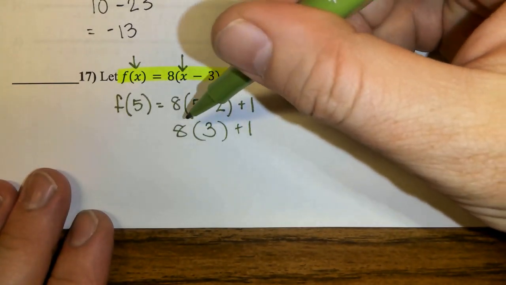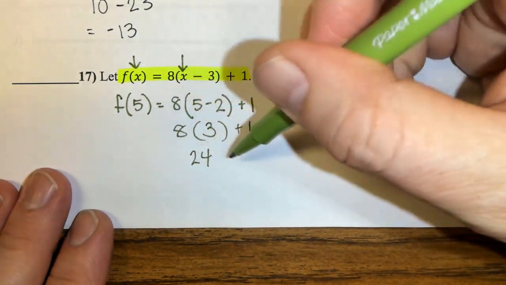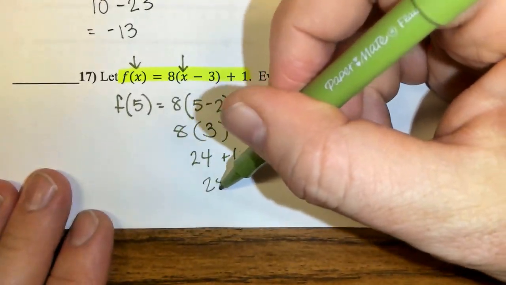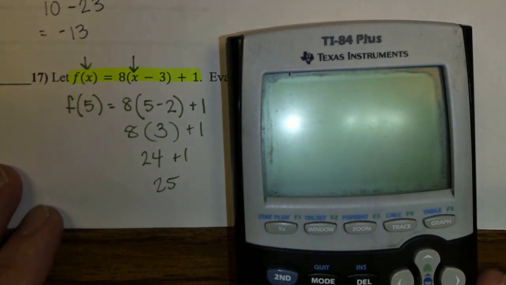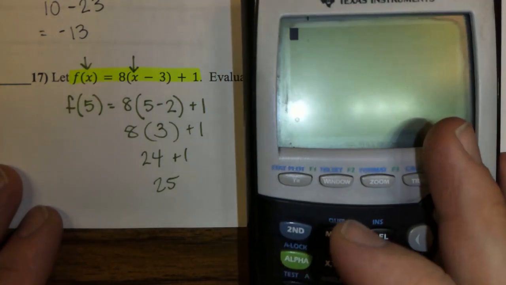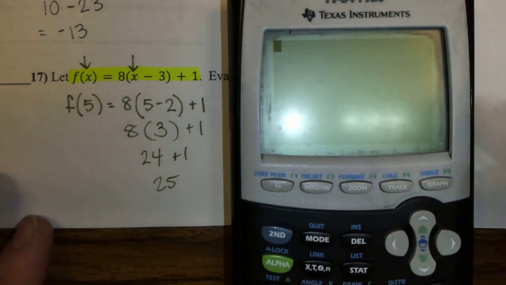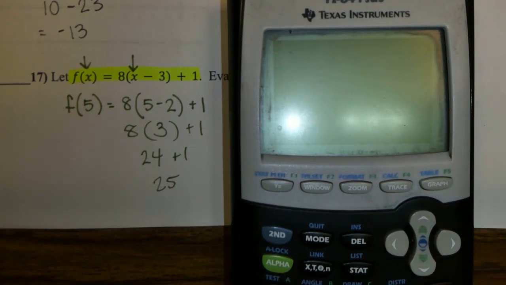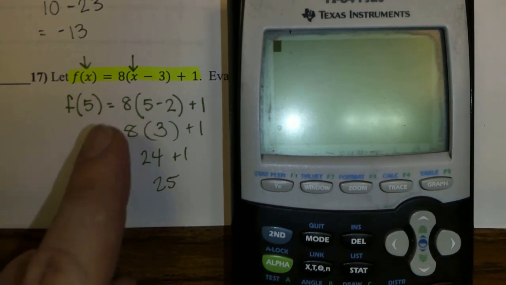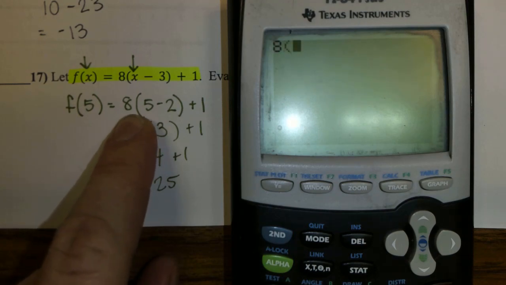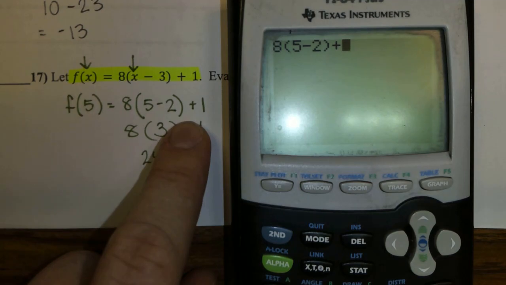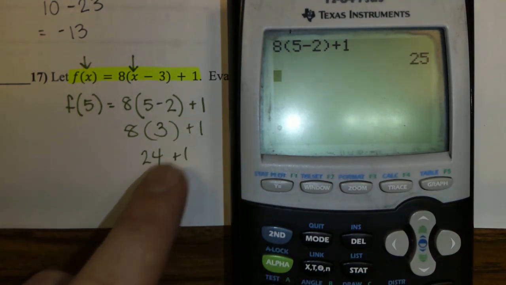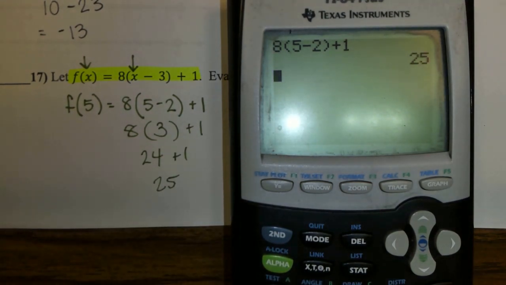So look, I'm going to work it out. So 5 minus 2 is 3. 8 times 3 is 24. Plus 1 is 25. Okay? So look, I'm going to check my answer just in case, because yeah, I can make a mistake. It happens. Because the smallest mistakes are the ones you probably will not notice until someone points them out. So I'm going to type 8, parentheses, 5 minus 2, parentheses, plus 1. Enter. And look, I got the exact same number.